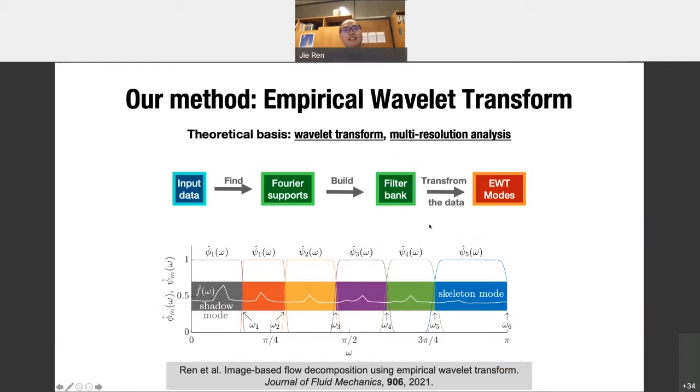To bring this idea to fluid mechanics, we follow this method. We have an input data. From this data, we find its Fourier supports. And in Fourier space, we cut the data. That is, we build a filter bank. We use this filter bank to cut the data like this. Here you see a white curve. That is the signal in its Fourier space. And we cut this signal with different colors, as you can see here. From these sections in Fourier space, we rebuild the signal into physical space, only using part of the Fourier spectrum. That is how we get this EWT mode.